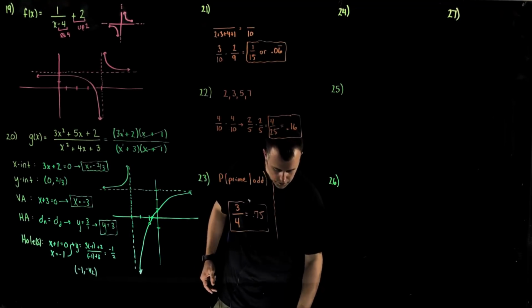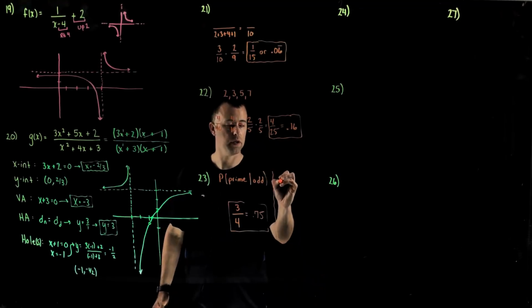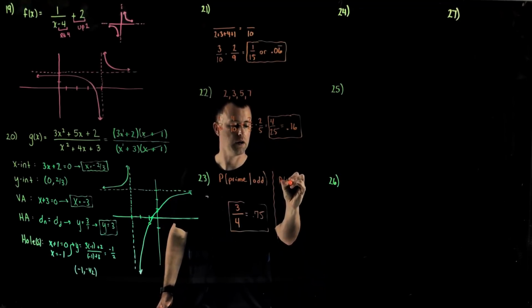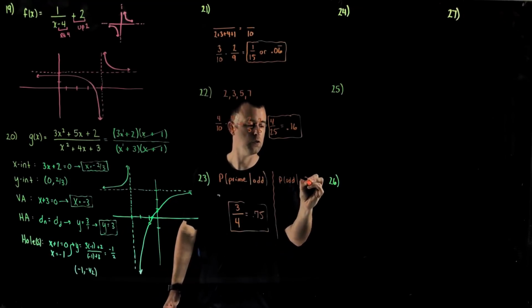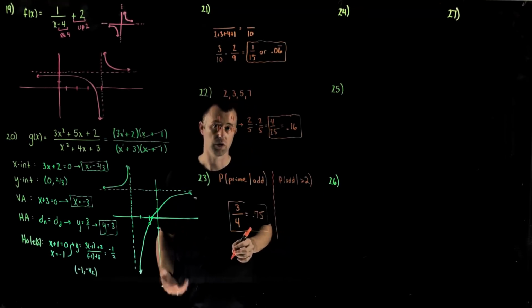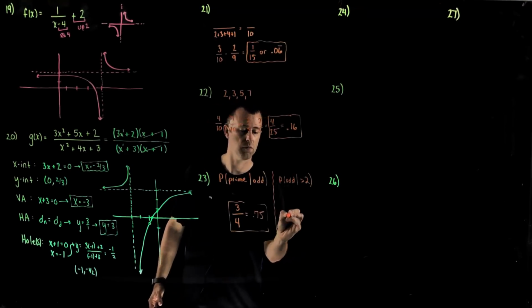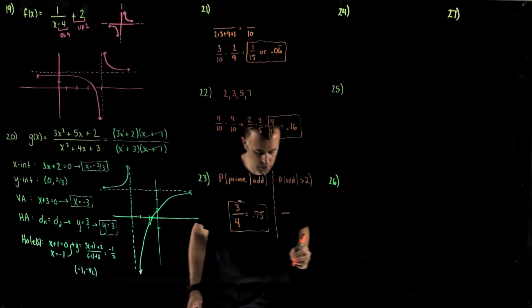The second one: find the probability that we get an odd number given that the number is greater than 2. So look at your numbers that are greater than 2 and see how many total possible outcomes there are.